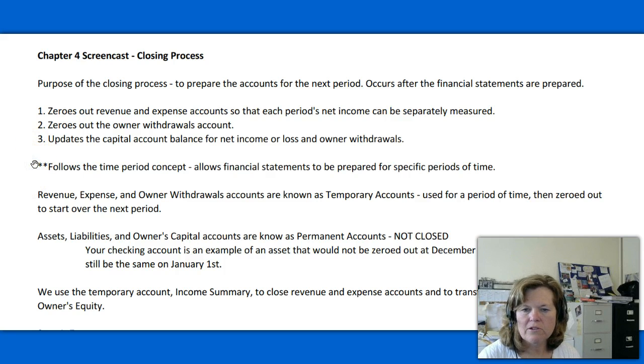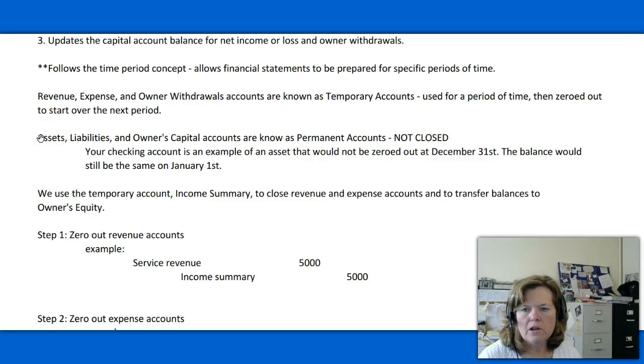The closing process follows the time period concept. It allows the financial statements to be prepared for specific periods of time, whether that be a month, quarter, or a year. A year would be the most common that we would have. We may also prepare financial statements each month. So the revenue, expense, and owner withdrawal accounts, as I've mentioned up above, are known as temporary accounts. We use them for a period of time, and then we zero them out to start over the new period. You'll also read about those in your chapter.